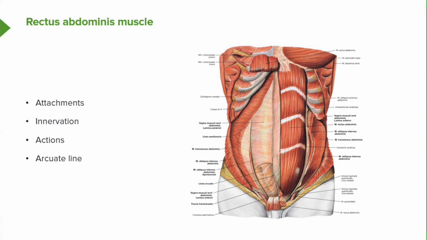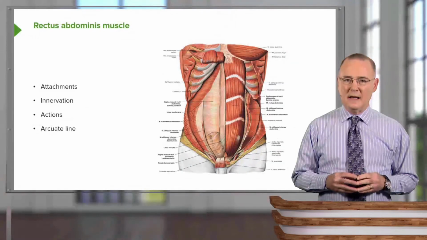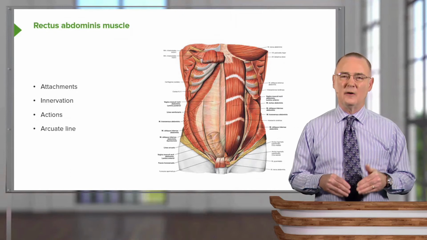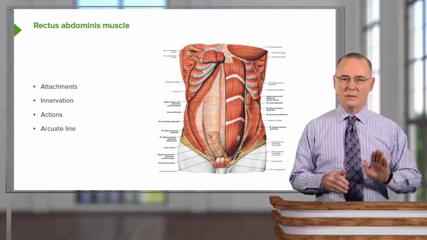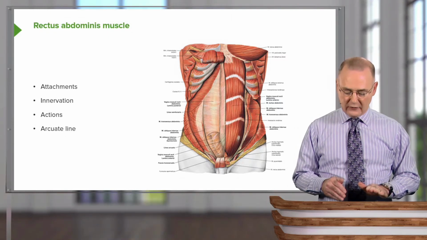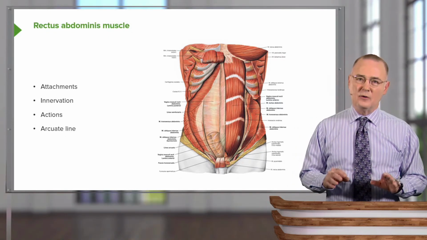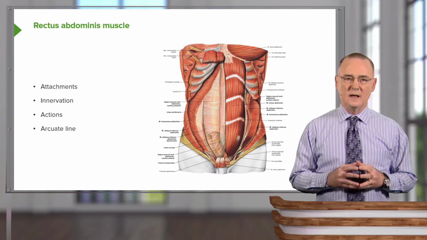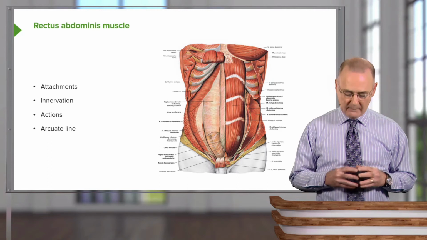Innervation to the rectus abdominis will be by anterior rami from the inferior 6 spinal nerves, so T7 through T12, and the actions of the rectus are to help produce flexion of the trunk of the body as well as to compress abdominal viscera.